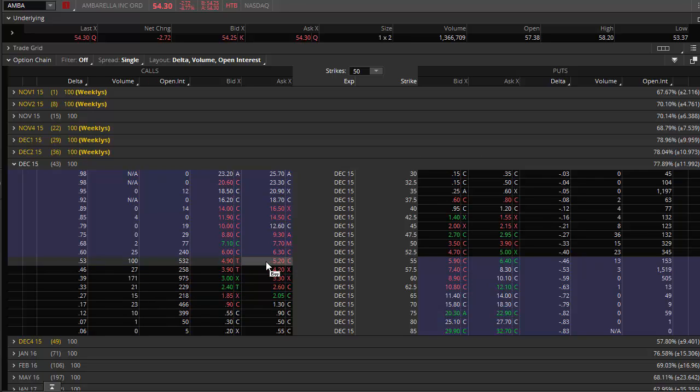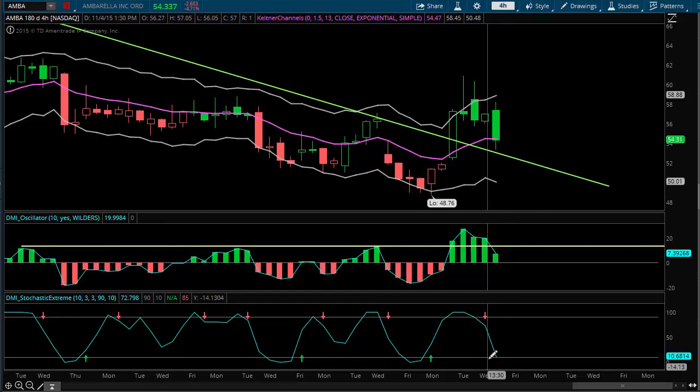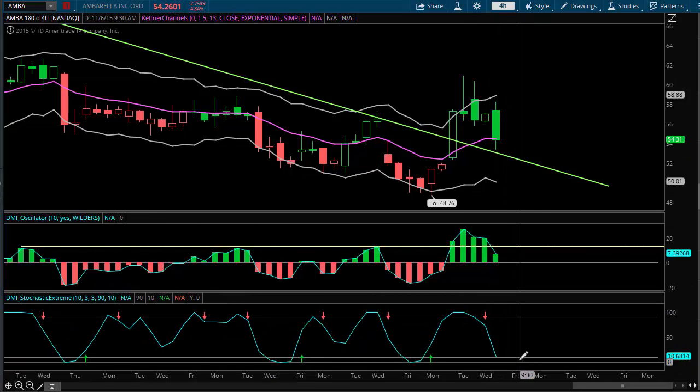But basically, if I decide to go with the 55 calls, these are all out of the money, and I'm probably going to want to trade half as many contracts as I would if I was doing the Delta 75 calls. That way I keep my actual dollar risk amount relatively the same. So I'd be looking at maybe the AMBA December 55 calls on the next trigger. But again, I'm just waiting for this to happen, and we'll see how the afternoon goes.